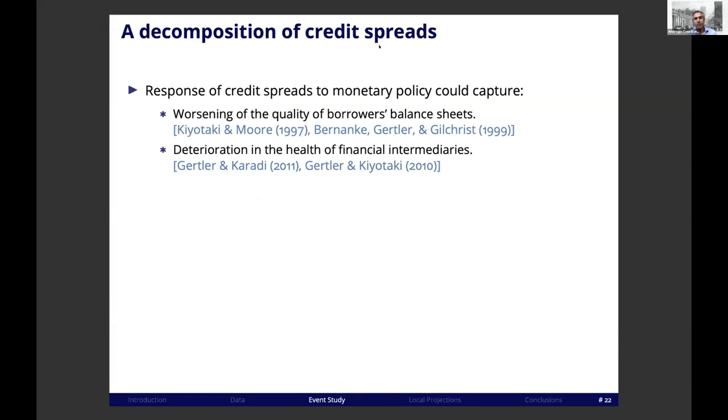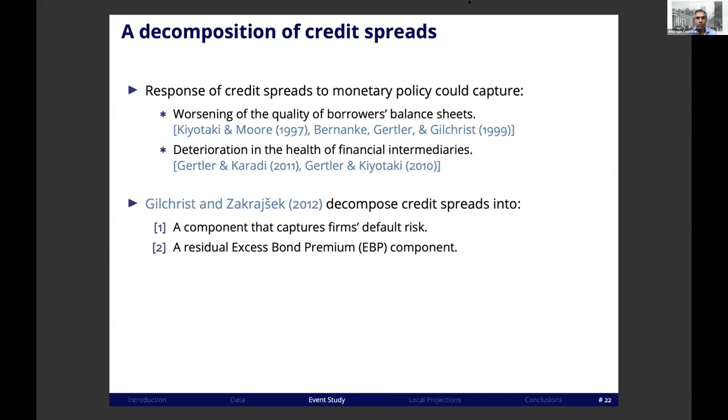So as I tried to mention in my introduction, the response of credit spreads to monetary policy that we estimated in the previous section of the paper could capture two different mechanisms. On the one hand, you might have a deterioration of the quality of borrowers' balance sheets, and this would be along the lines of the Kiyotaki-Moore or BGG type of papers. But you could also have exactly the same equilibrium response of credit spreads if you instead had no deterioration whatsoever on the borrower side, but a deterioration in the health of financial intermediaries.